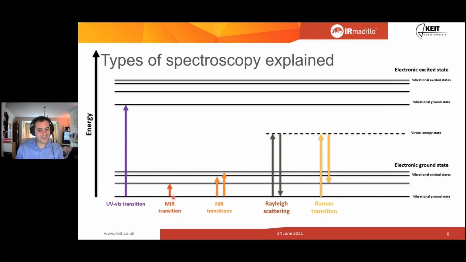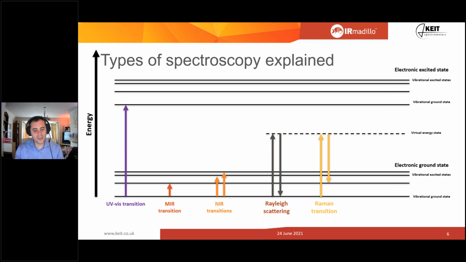Mid-infrared does exactly the same thing, but at a different scale of energy levels. So we have electronic states for UV vis from the ground to the excited, whereas infrared is all about vibration. And that's the vibrating chemical bonds. So a carbon-oxygen bond vibrates at a given frequency. Carbon-hydrogen bond vibrates at a different frequency, and so on and so on.